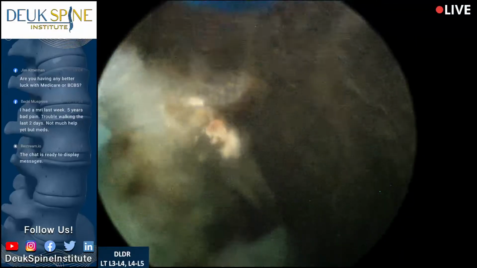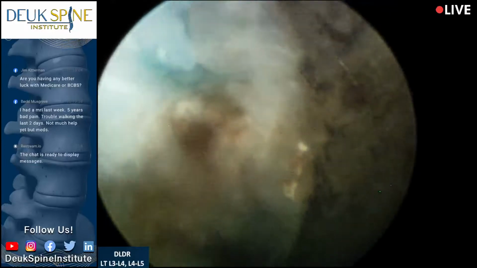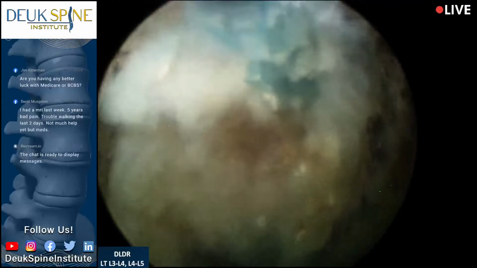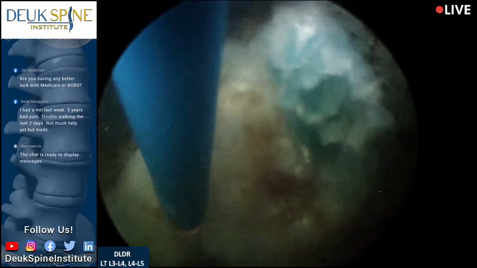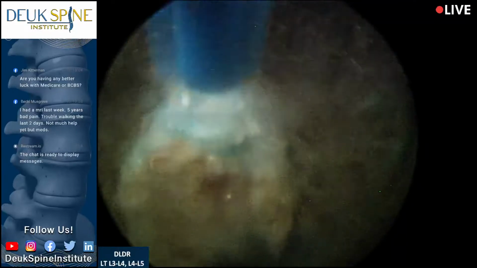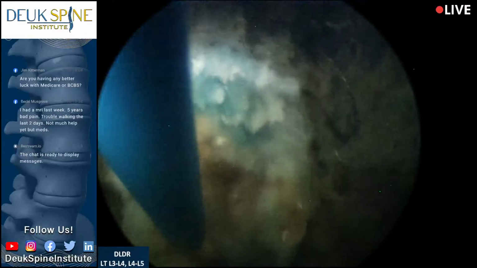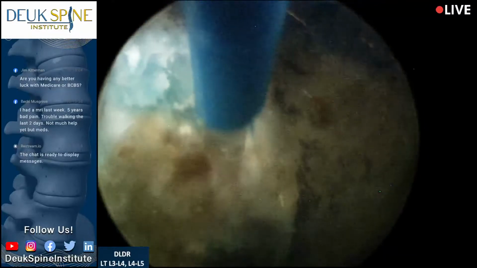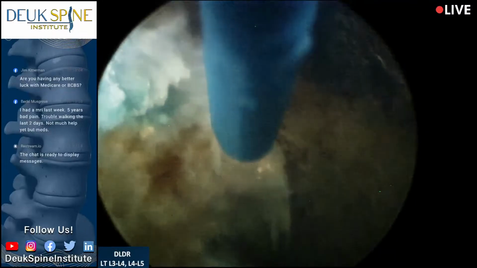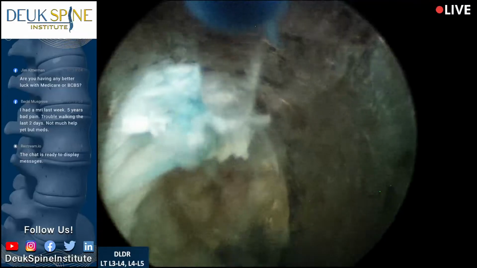But who wants to have a metal joint put in their back? Or who wants to have a fusion of their back? They don't. This is a far better surgery than fusion and artificial discs. By the way, at Deuk Spine Institute, we've done over 1,000 fusions and artificial disc surgeries in the neck and the lower back. At least I have. Most of that was done at Deuk Spine Institute. Some of it was done in my training before I got here.